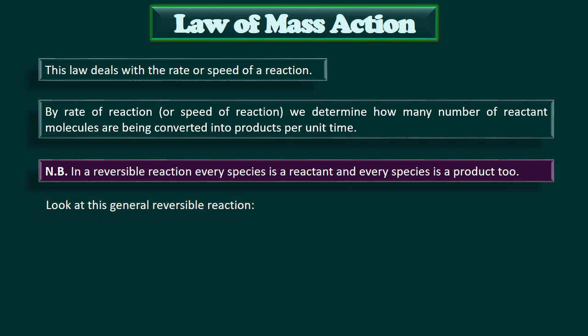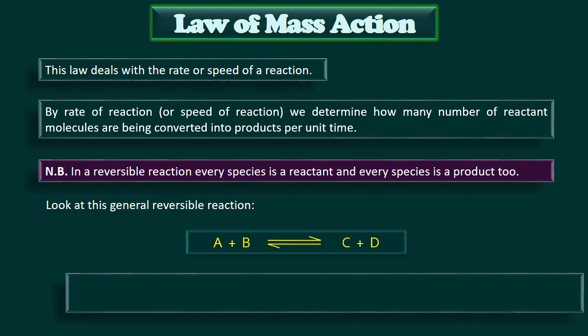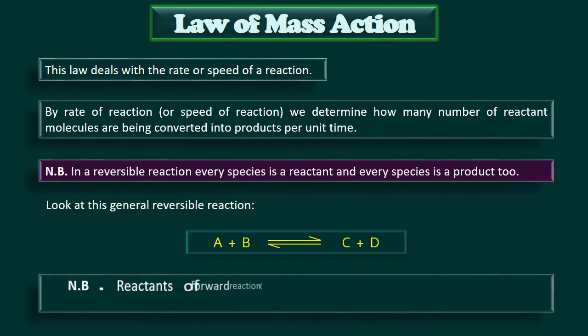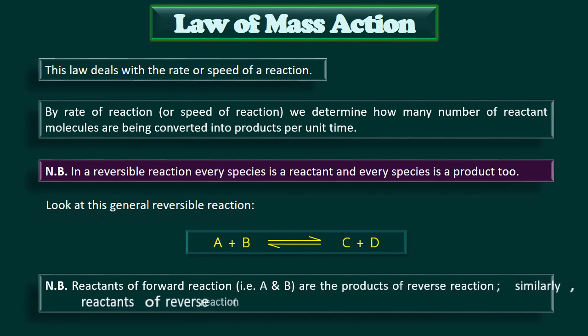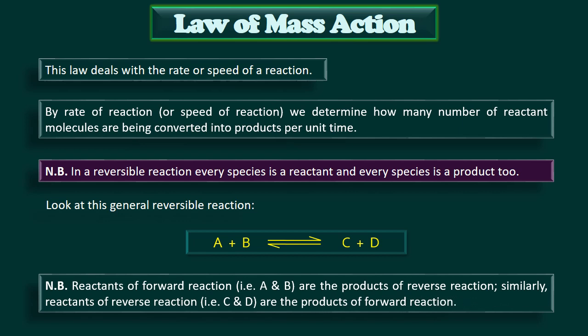Look at this general reversible reaction. Here A and B react to form products C and D. And this is to be noted that reactants of forward reaction, that is A and B, are the products of reverse reaction. Similarly, reactants of reverse reaction, that is C and D, are the products of forward reaction.